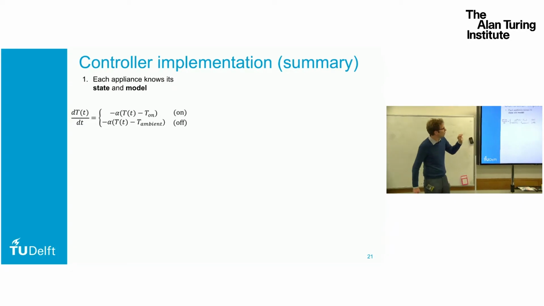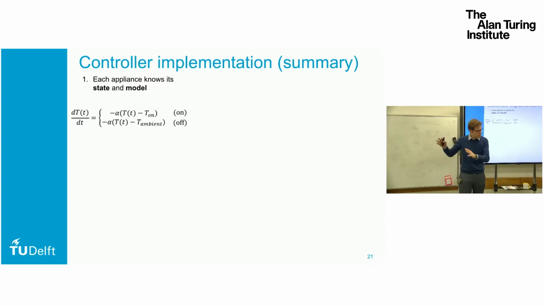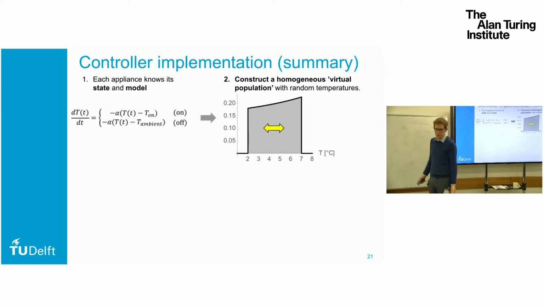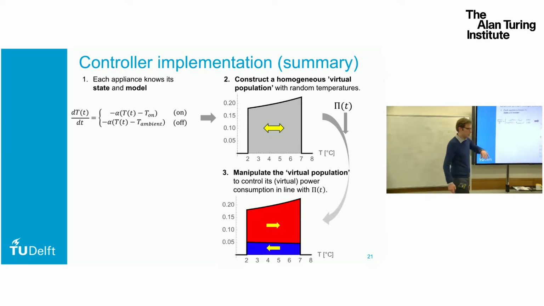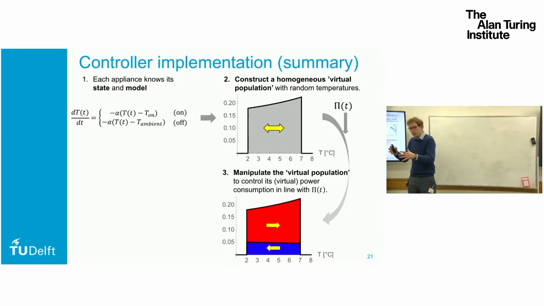So, summary: every appliance knows its own state and its own model. It forgets about its state for the moment. It uses the model first, right? So it says, okay, I'm a general fridge of this type. My on and off temperatures are such and such, but I forget at the moment whether I'm on or off or which temperature exactly I have. Then it constructs this homogeneous virtual population of all fridges of its type. Then it manipulates this population in such a way that it has the desired characteristics in probability.